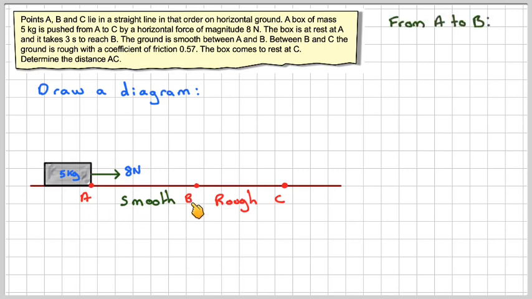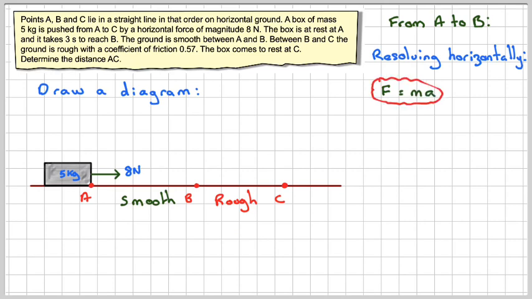We know it takes 3 seconds to go from A to B. So resolving horizontally using Newton's second law, we're going to have that F is equal to ma. So we're going to have 8 is equal to 5a, which will give the acceleration for AB as 1.6 meters per second squared. Marking that on our diagram.